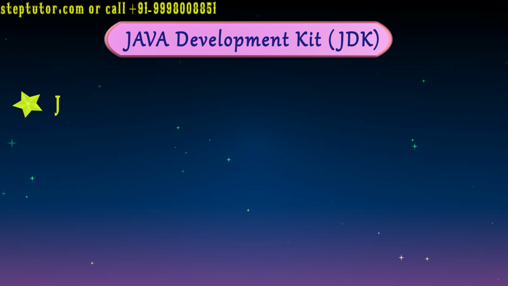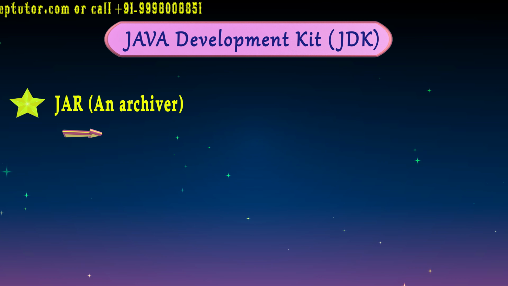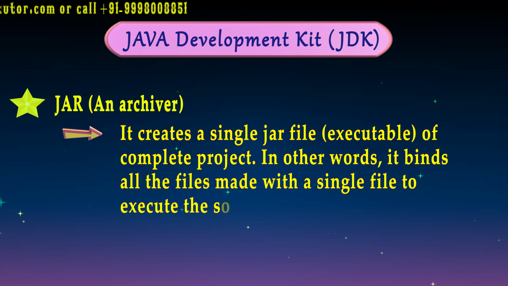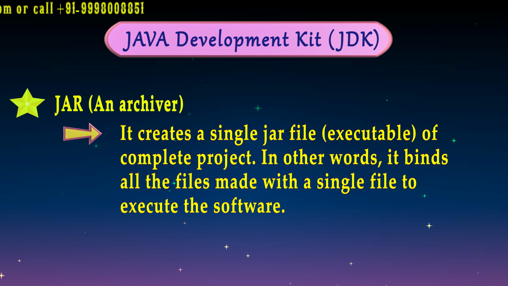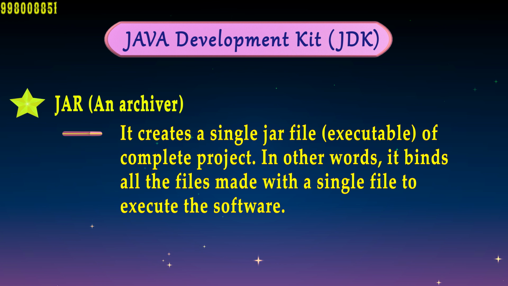The last point is the jar file. It is a single executable file. It means that if we have 10 to 12 files for a single program, then finally we will have only one single jar file. By clicking that particular jar file, the whole program will execute and provide us the output. So it just binds all the files into a single file.